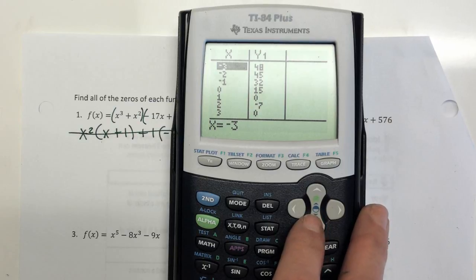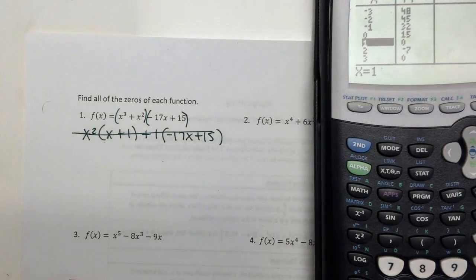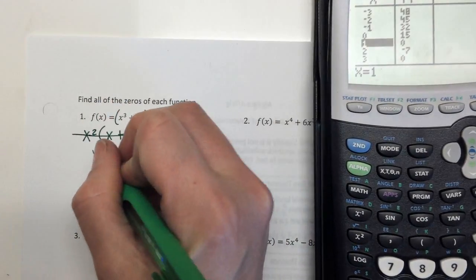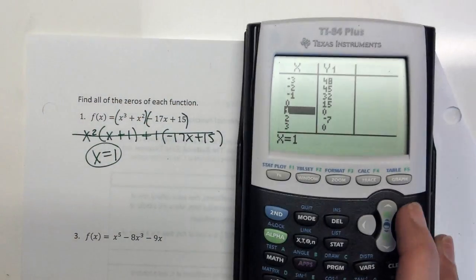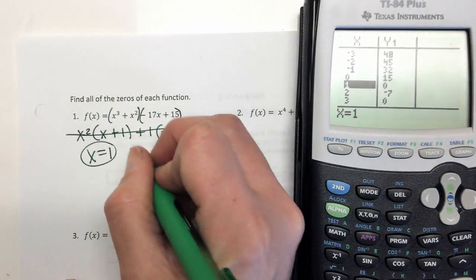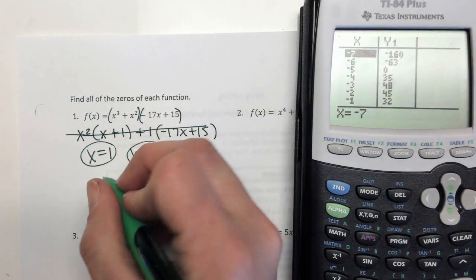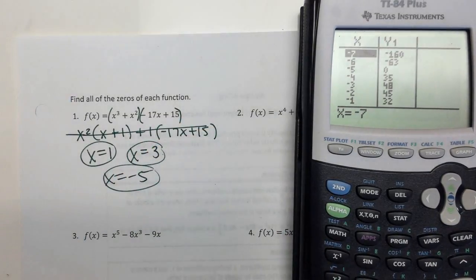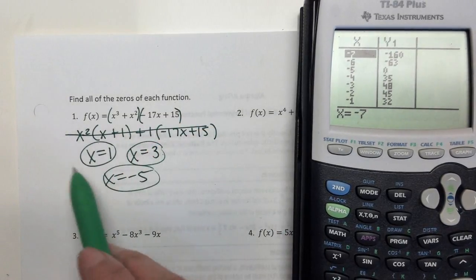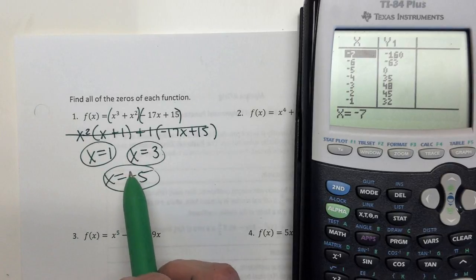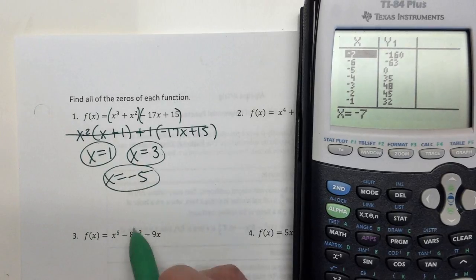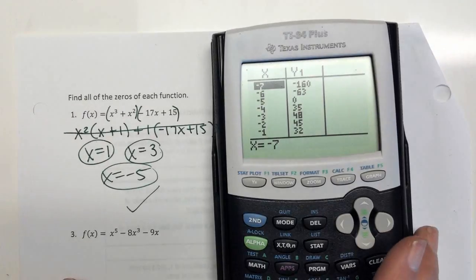Y is 0. Good. So what's one of our zeros? X equals 1. What's another one? X equals 2. What did we think the other one was going to be? Negative 5. Yep. Alright, now let's count our zeros. How many is here? 3. What's the degree? 3. Are we done? Yes. We're done.